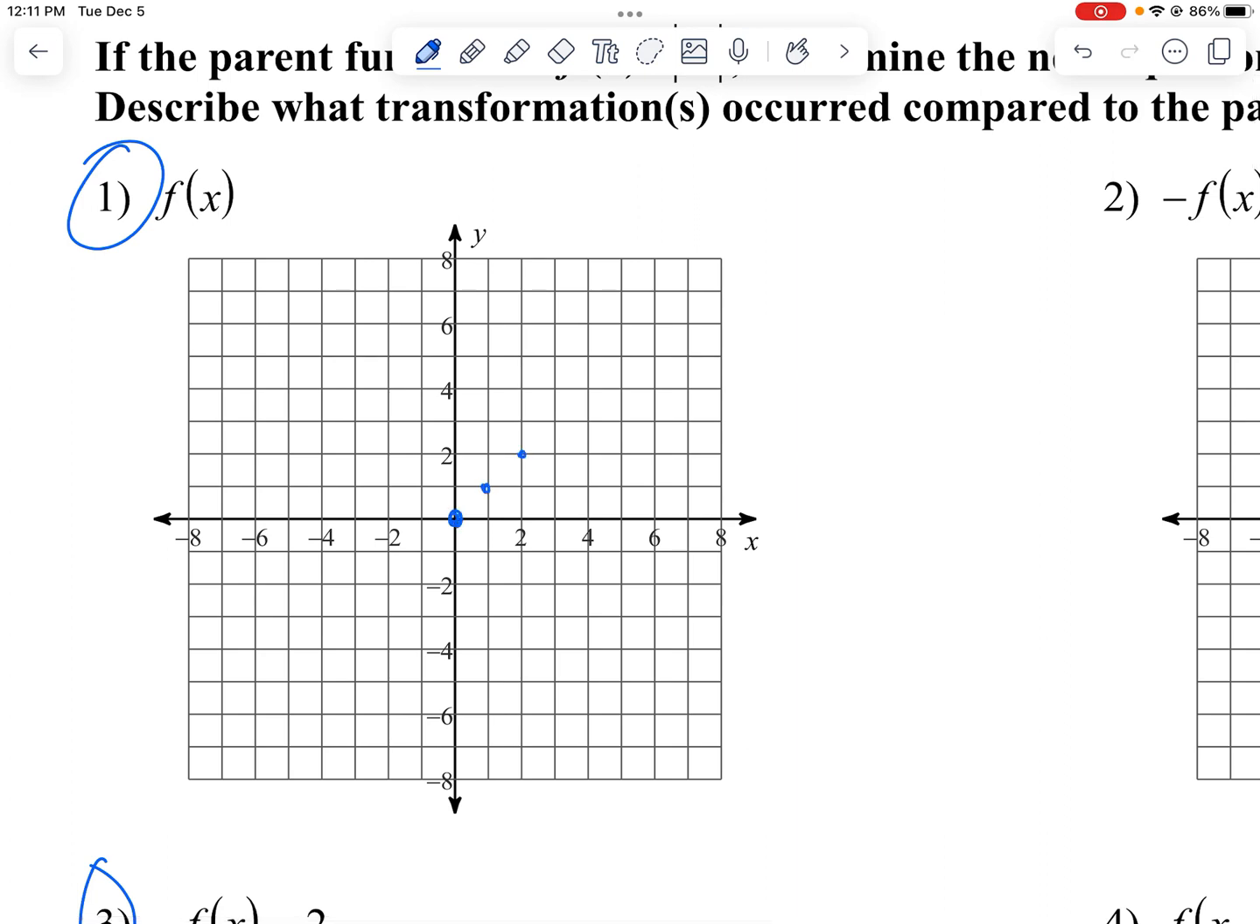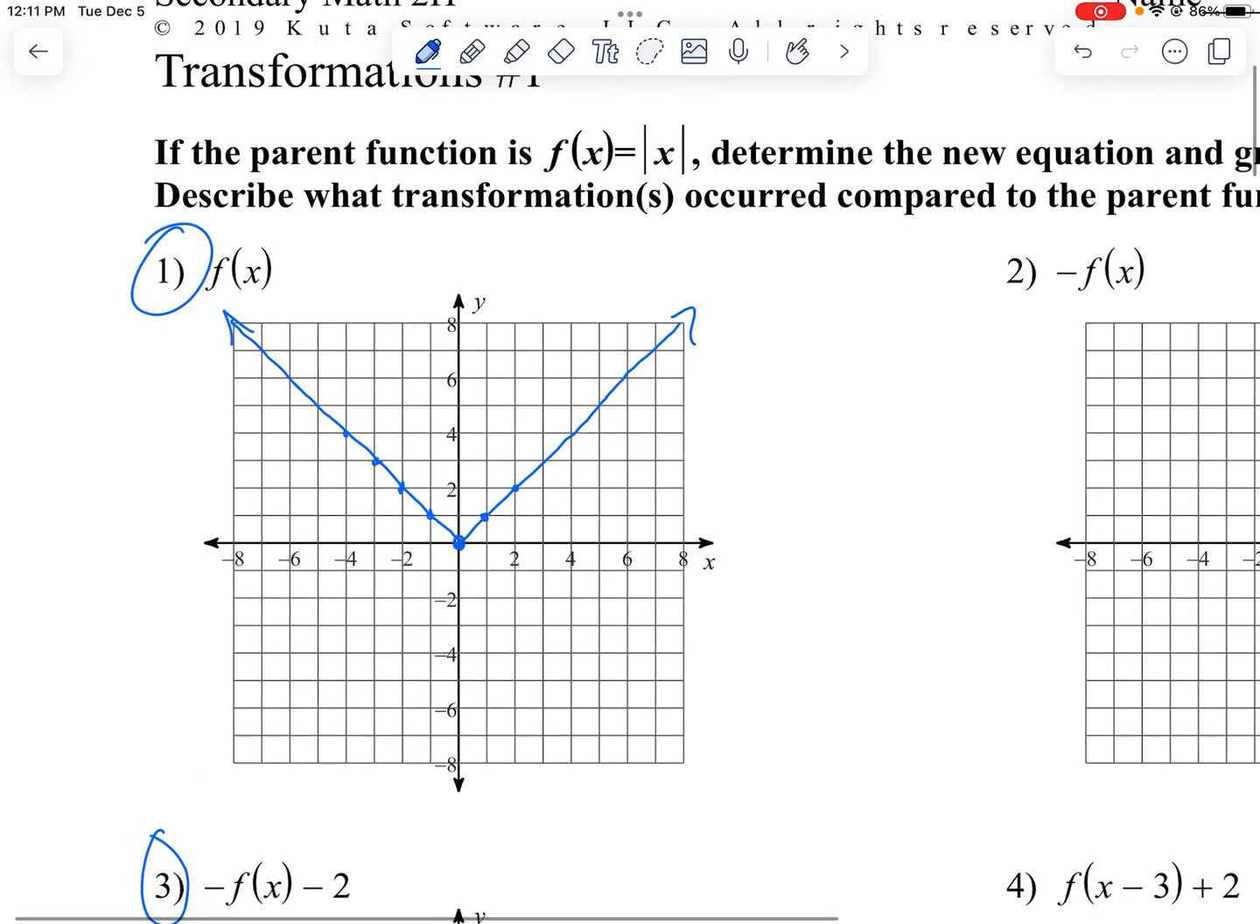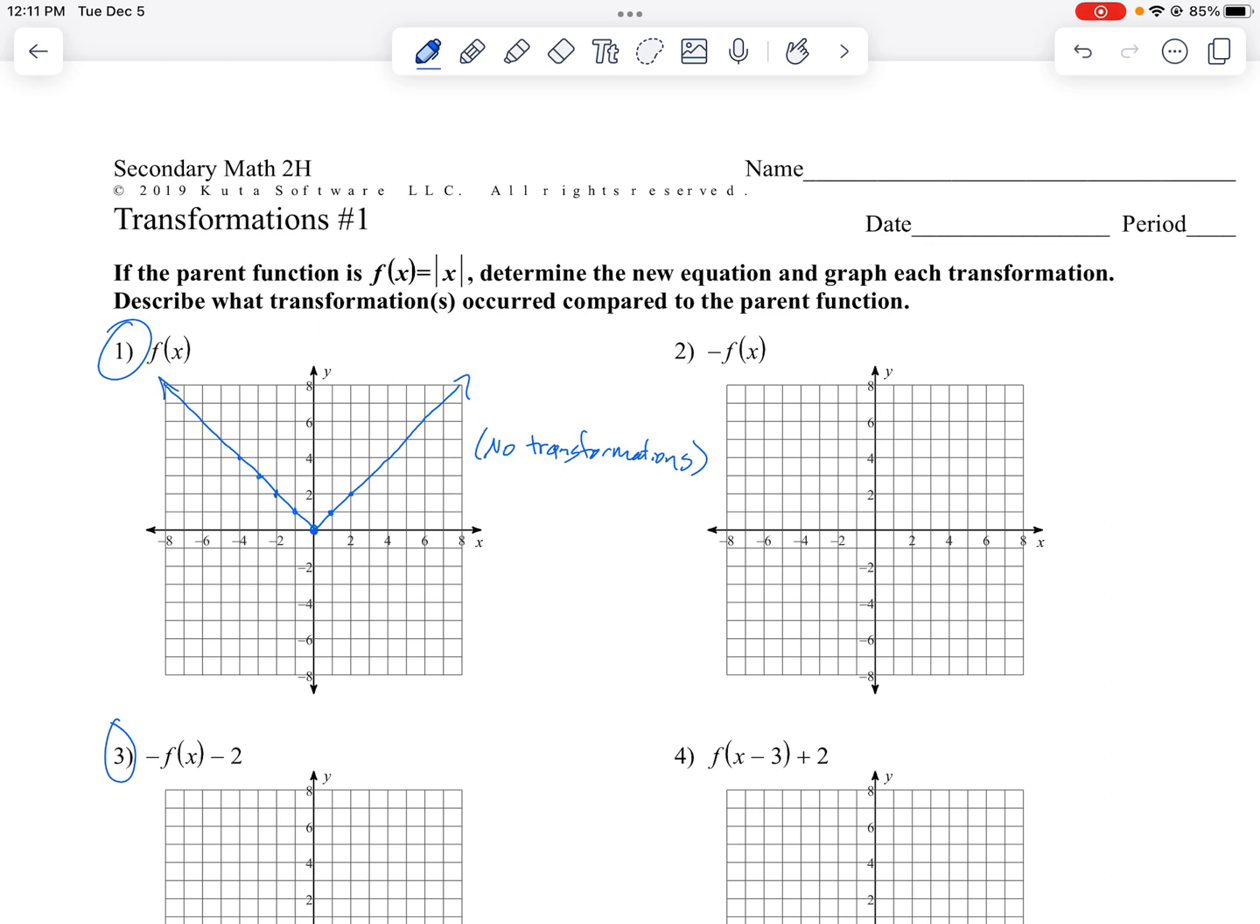Absolute value starts at 0, 0, and it makes that V shape. Each side is a slope of 1 or negative 1. So we got this, just keeps going, like that. Okay, there's our first one. This one has no transformations on it. So I'm going to write that out. There's no transformations. The first one also always doesn't have transformations. But then we're going to get to another one.